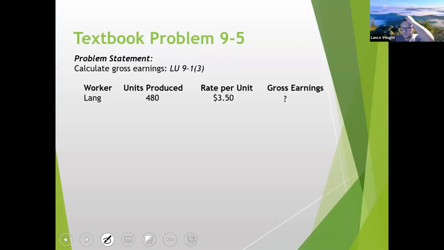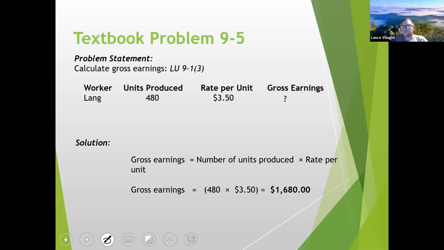So Lang makes 480 units of something. He's paid $350 a piece to make them. Just multiply them together. He makes $1,680, but I got to confirm that to make sure. Yeah, 1680. So my apologies for miscalculations today, and I apologize for the error in the PowerPoint, but the final answer is correct.